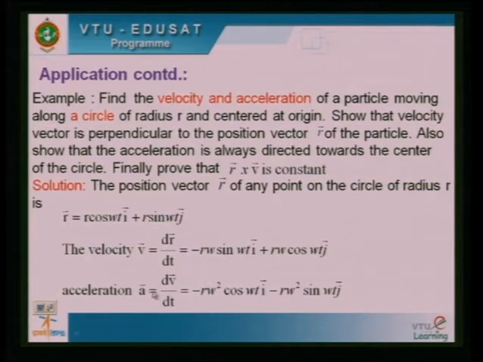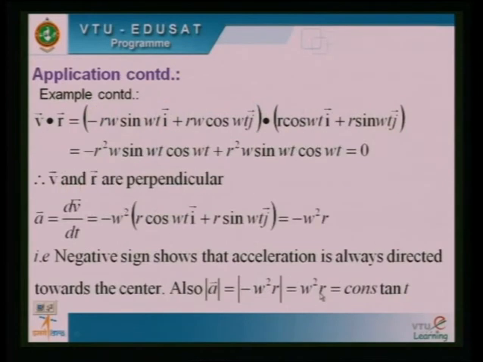I hope you will get the second derivative, a, that is equal to r into the derivative of sin omega t, which is cos omega t into omega, that is why you will get omega square. Similarly here also you will get omega, and the derivative of cos is minus sin, that is why you will get minus r into omega square sin omega t j. So you can calculate velocity as well as acceleration.